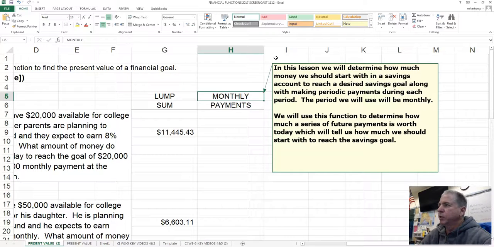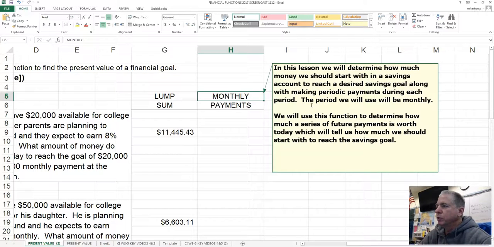And so a little summary here. We want to determine how much money we should start with in the savings account to reach the desired savings goal, just like we did in video 1. But this time, we will make periodic payments during each period. And the period we will use will be monthly, and we'll make that payment at the beginning of each month.